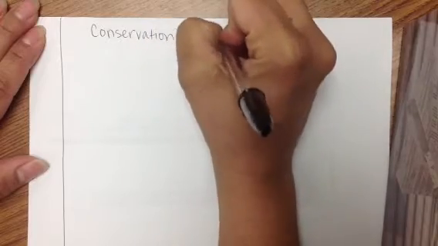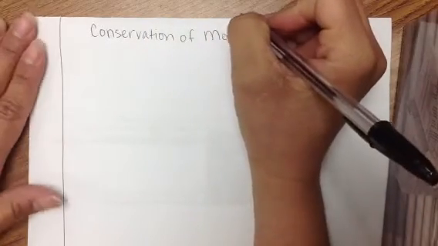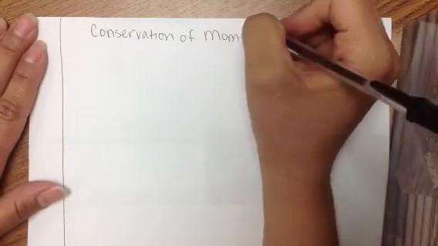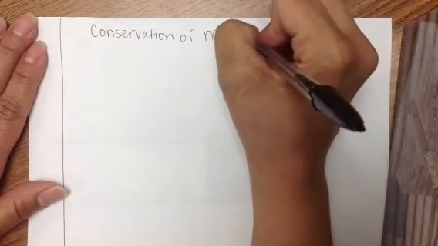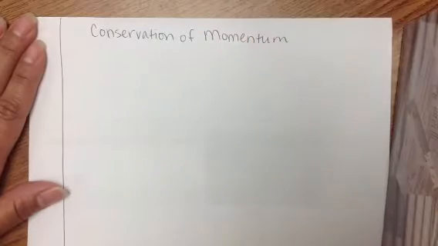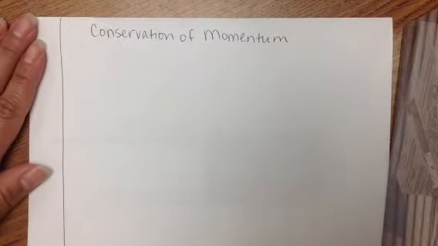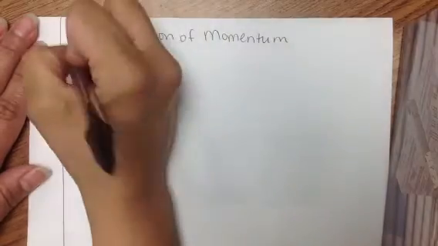All right, so I would like to take a moment to talk to you about our concept of conservation of momentum. Here we will be talking about a situation where we have two objects that are going to collide with each other. And we are going to look at them as two different classifications or two different types of collision.